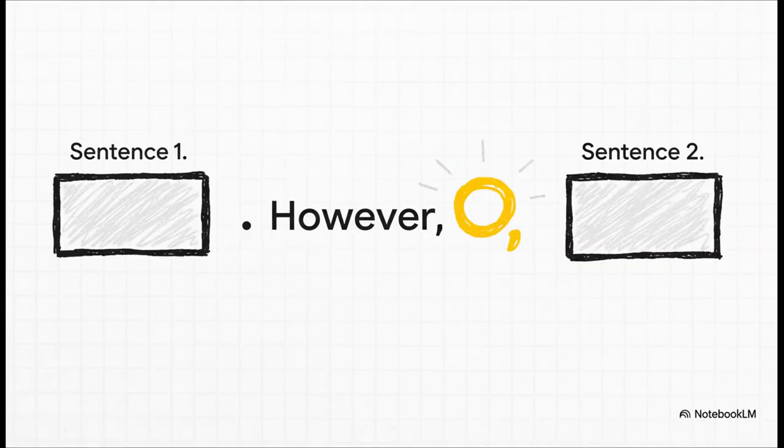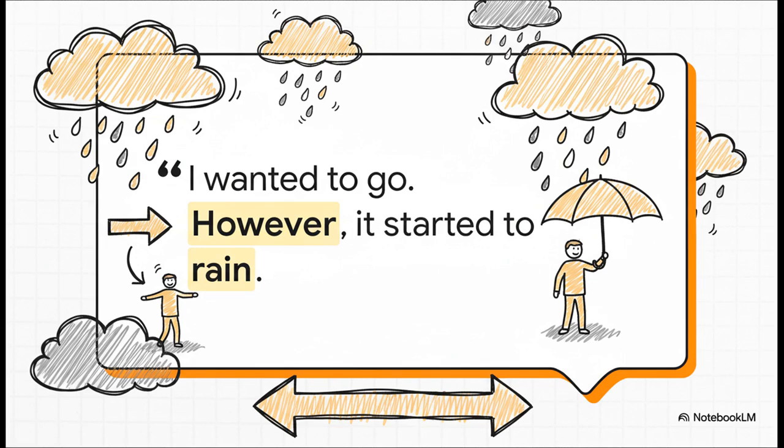Now you're going to want to pay close attention here because this is where a lot of people get tripped up. There are punctuation rules. However almost always kicks off the second sentence, and this is crucial, it must be followed by a comma. It's a small detail, I know, but it makes a huge difference in making your writing look polished and correct. Here's a perfect example. I wanted to go. Period. That's a complete sentence. Then you start the second contrasting sentence. However, comma, it started to rain. See how however and that comma create the strong, clear bridge between two distinct ideas?